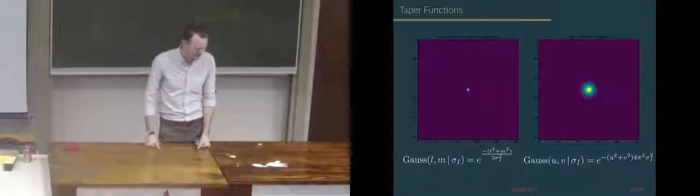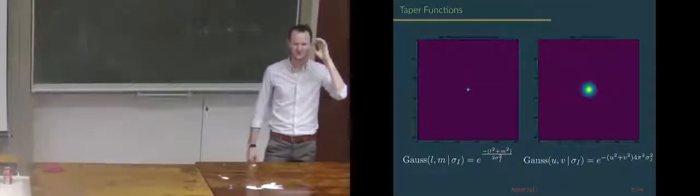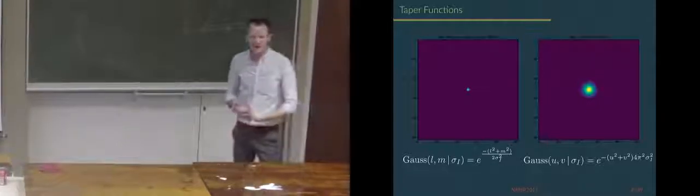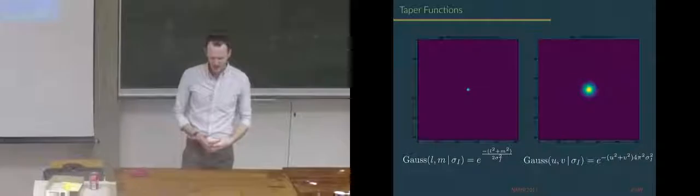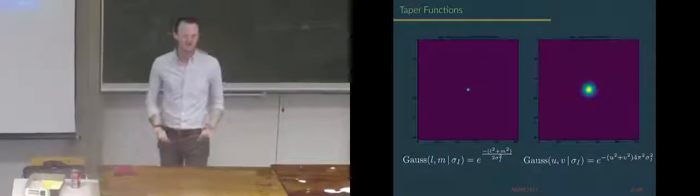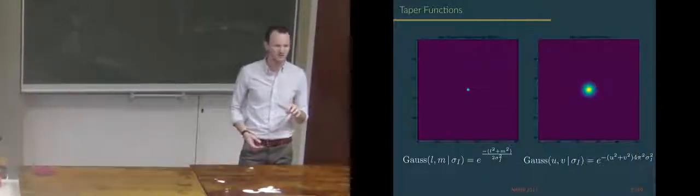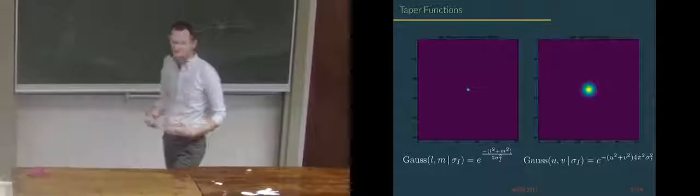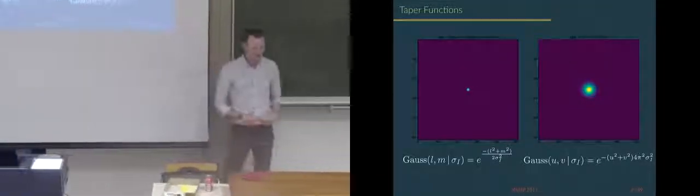aren't used a whole lot, and they're used mainly when you've made an observation of a source you know something about, and you want to maximize its signal to noise. Say it's a weak source, and you only have some limited observing time. What you can say is, well, I know what the source kind of looks like, and so I can use that knowledge to improve the signal to noise. This is what's called the taper function.